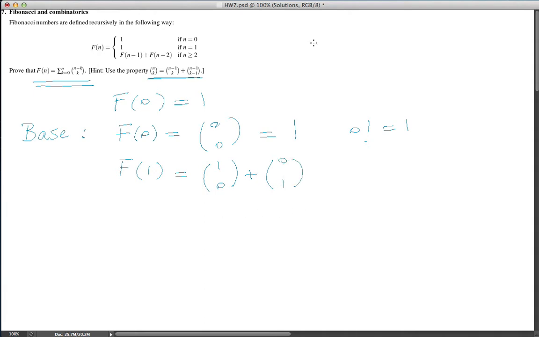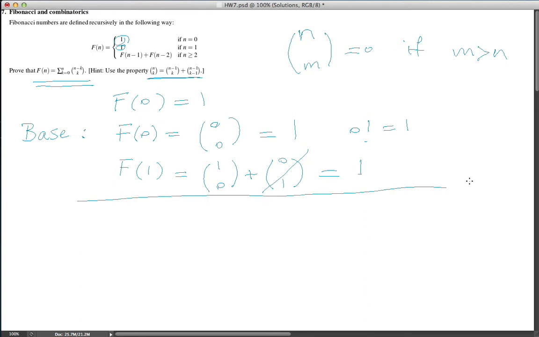By convention we know that n choose m is 0 if m is greater than n. So this term is 0 and 1 choose 0 is 1. So f of 0 is 1, f of 1 is 1. It's true for the base cases.